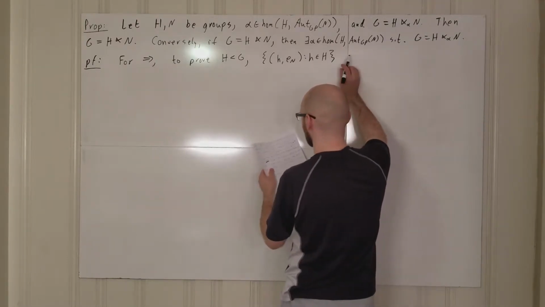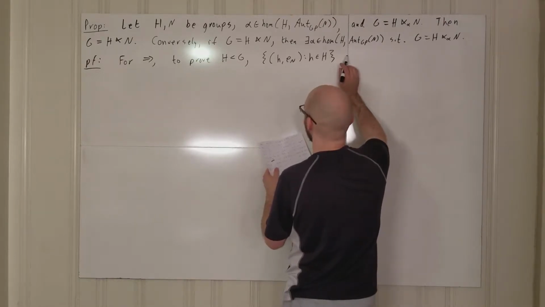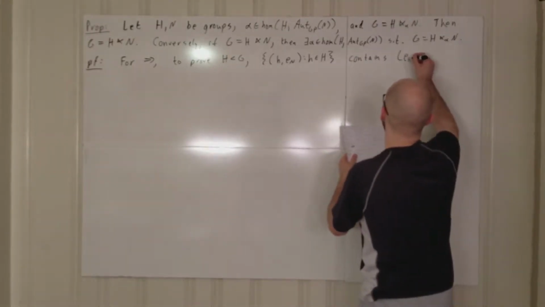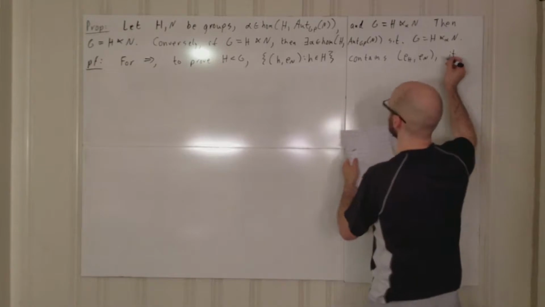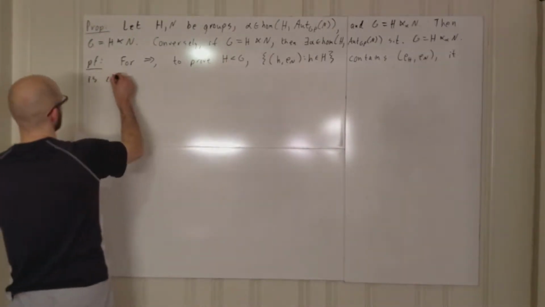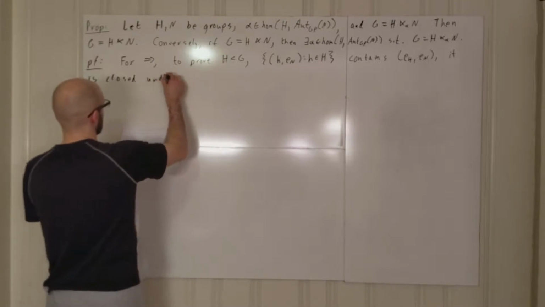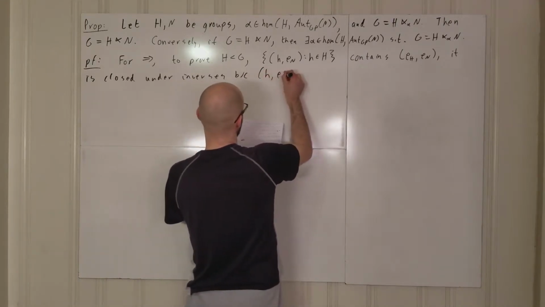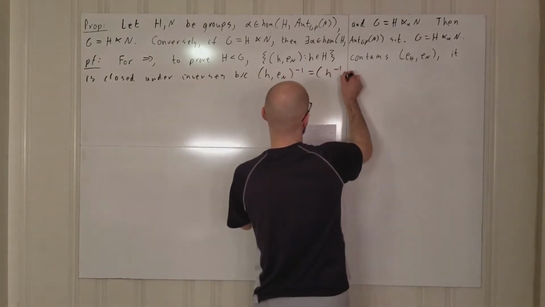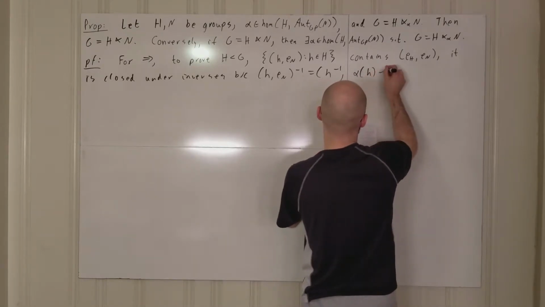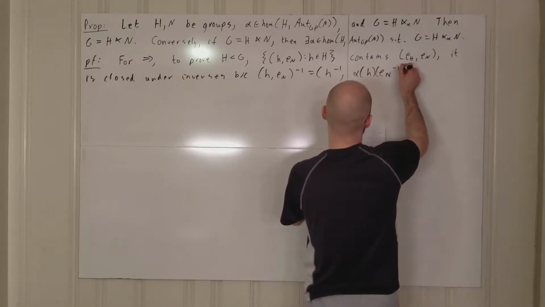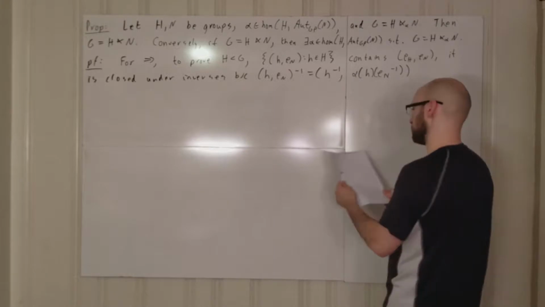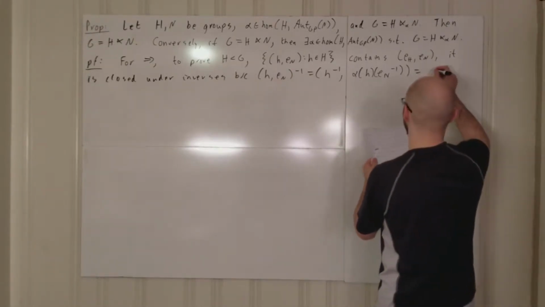And we're running out of time. So this certainly contains E_H, E_N, which is the identity, is closed under inverses, because if we take H, E_N inverse, we know from last time that the formula for this is H inverse, alpha of H, E_N inverse. Yeah, I guess. So is that right?